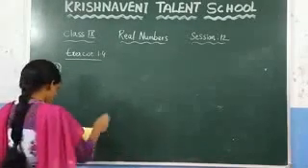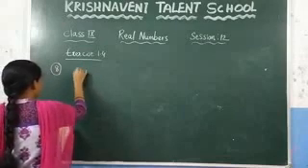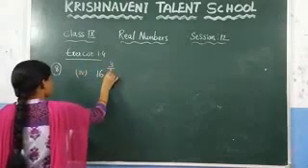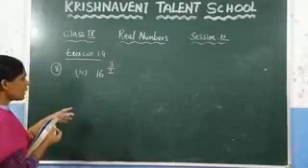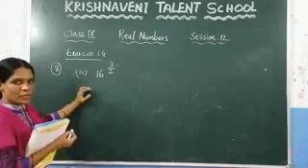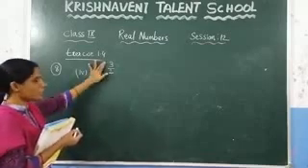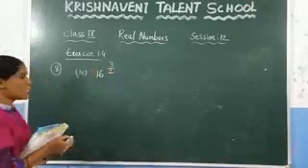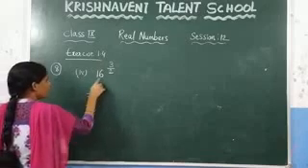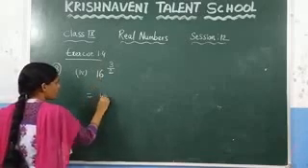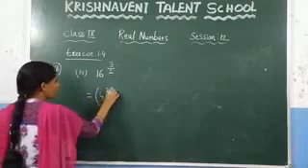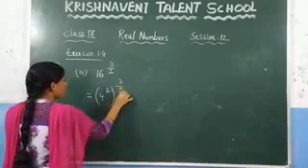The next question, 16 power 3 by 2. How do you write it here? In the earlier problems we have seen that the numerator is 1. Here they have given the numerator as 3. So here again you can write 16 as 4 square. You know that 4 into 4 is nothing but 16. So we can write it as 4 square whole power 3 by 2.